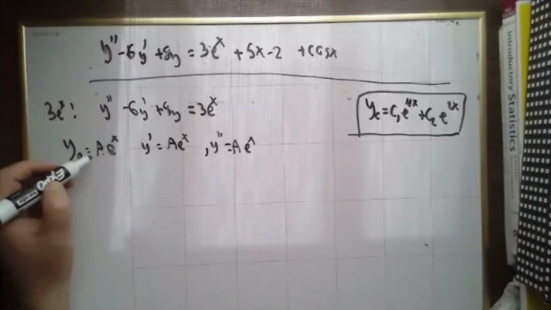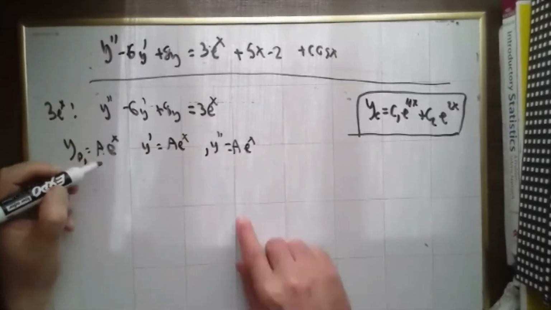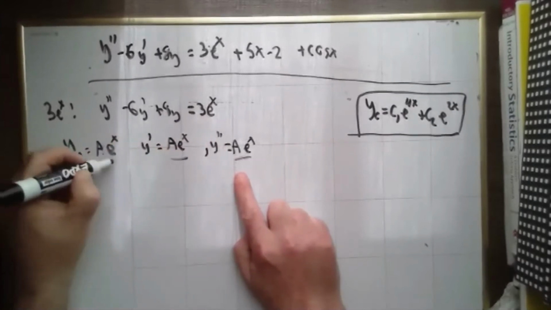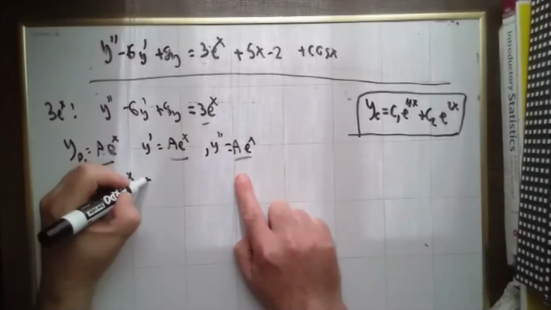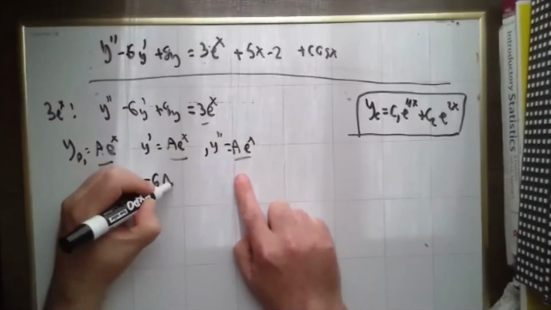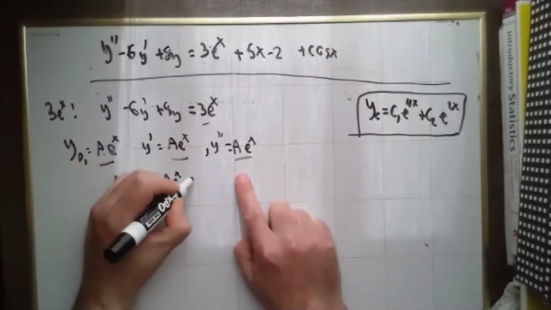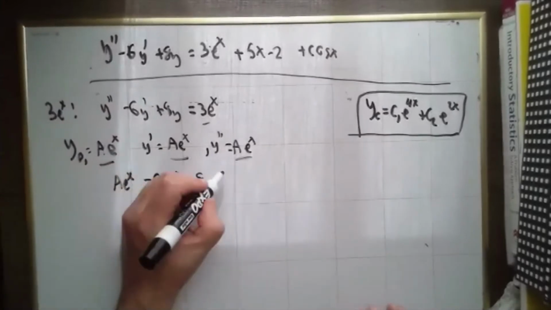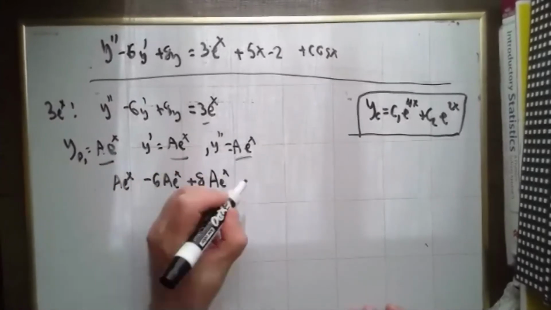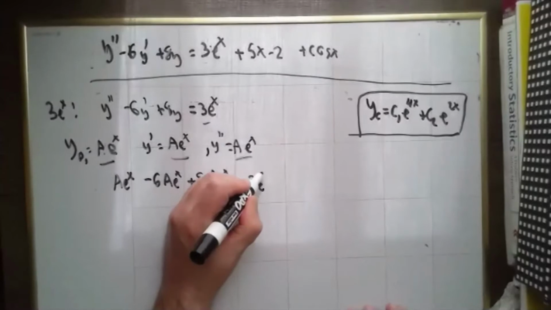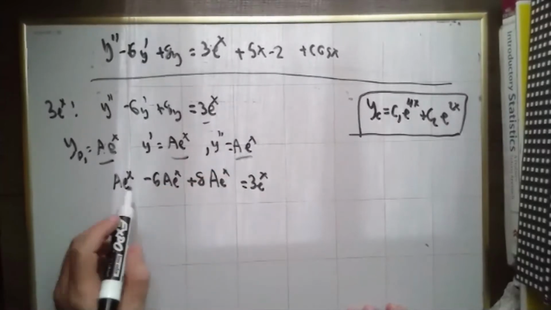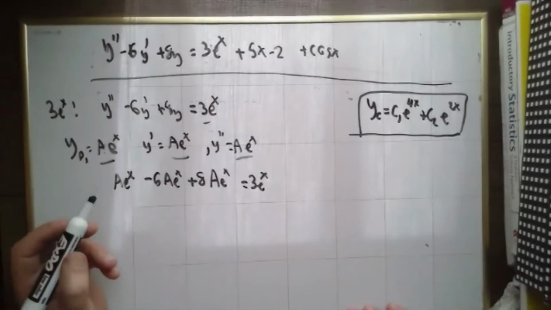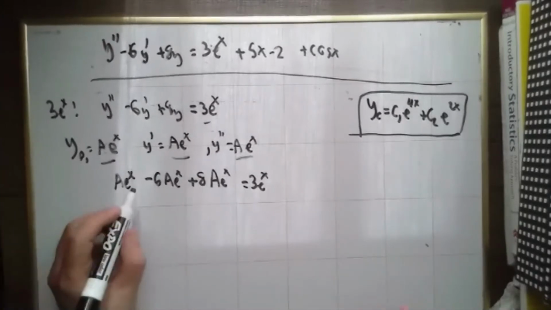Okay, now let's solve for a. So I'm literally just plugging these three things in up here. A e to the x minus 6 a e to the x plus 8 times the original. These are all the same. Must equal 3e to the x. So that's 1, 9 minus 3. Oh, wow, we get a equals 1. That's purely coincidence.